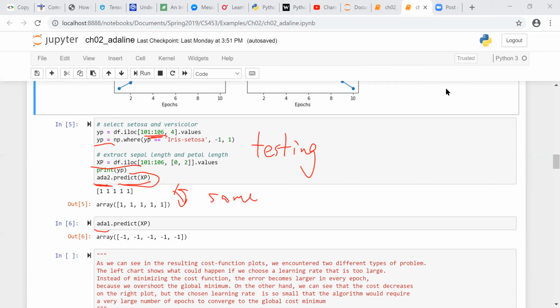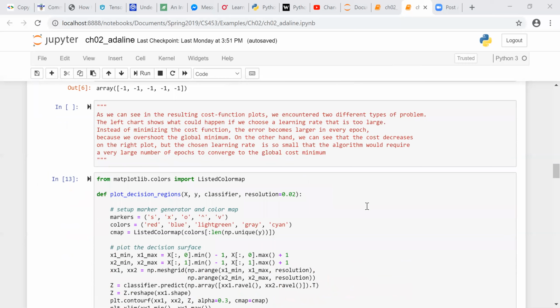But if you use the first one, add 1, you will see the result. This is predicted, that's the target, and this is predicted. You will see the result doesn't match, so it's really bad. So here it once again proves our concept.